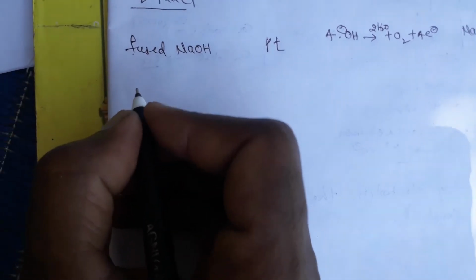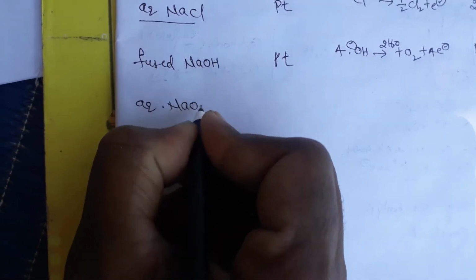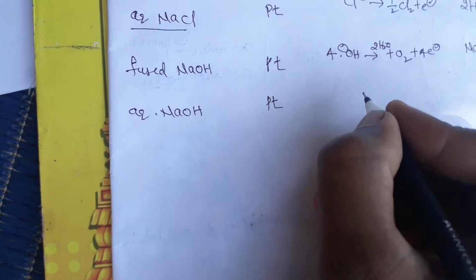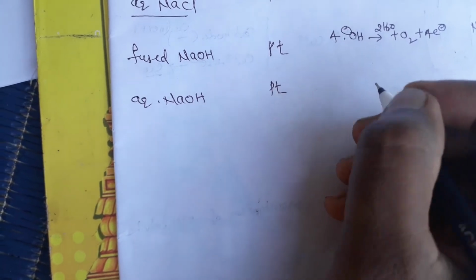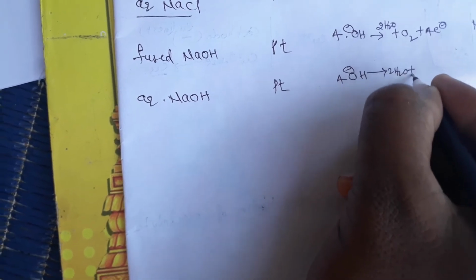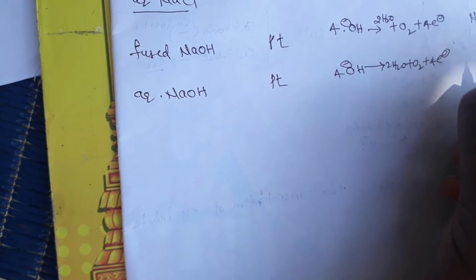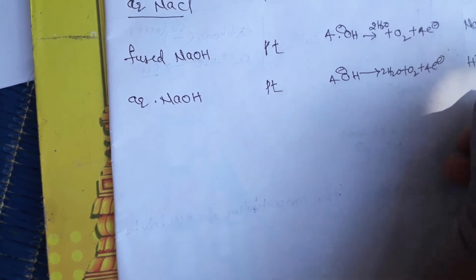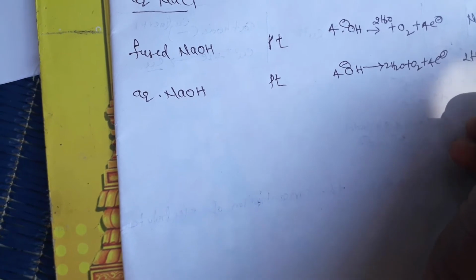Next thing is if you take aqueous NaOH with a platinum electrode, that means the NaOH is in aqueous solution, meaning there is competition between H+ and OH-. So obviously 4OH- ions give rise to 2H2O plus oxygen plus 4 electrons. And at the cathode there is competition between H+ and Na+. H+ has the least discharge potential, that means 2H+ + 2 electrons gives rise to H2 gas.